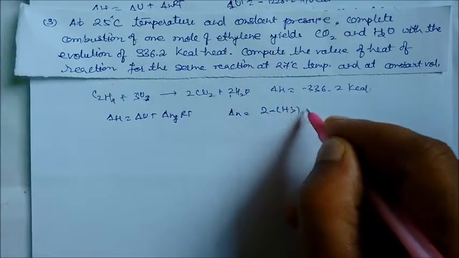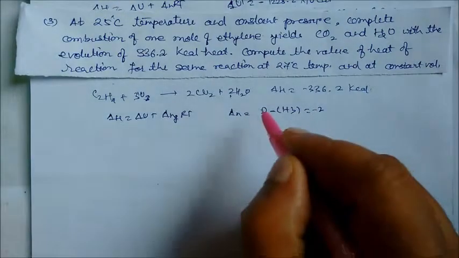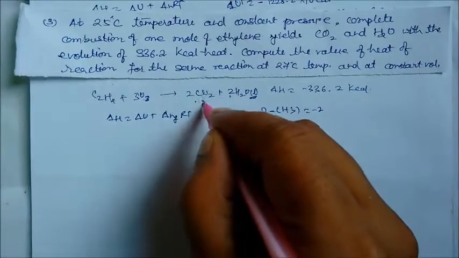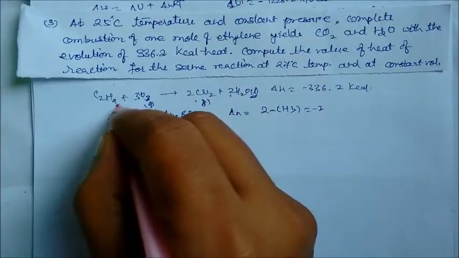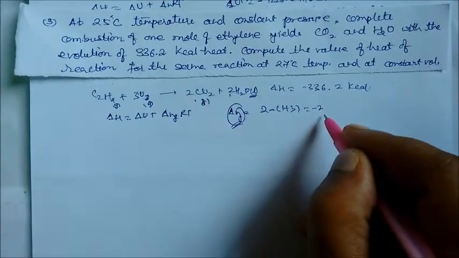2 minus 1 plus 3 is equal to minus 2. So now this is in liquid form, so liquid we cannot take. This is gas, this is gas, so we have to take the gas. Delta n is the gaseous molecules. So 2 minus 1 plus 3, that is equal to minus 2.